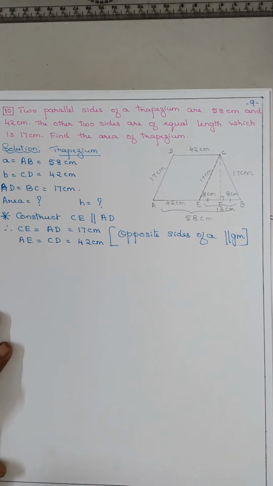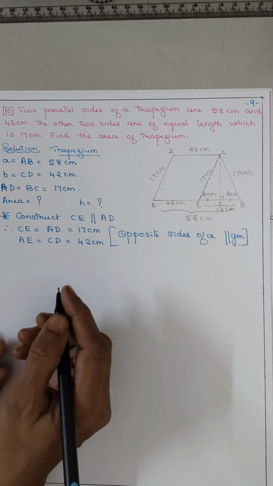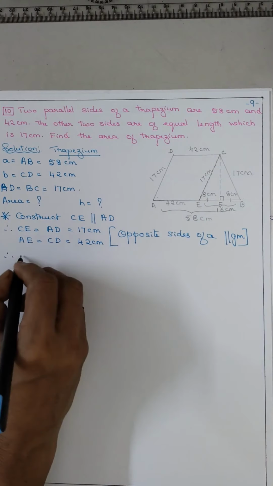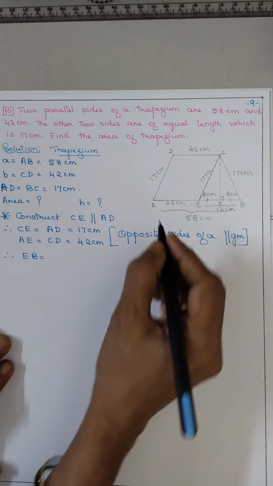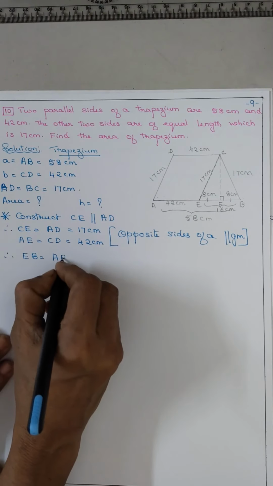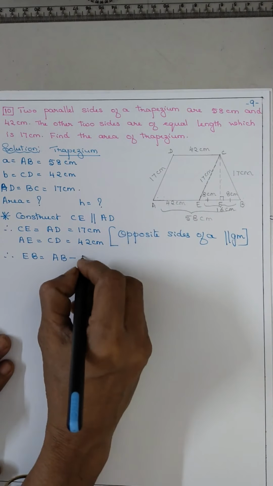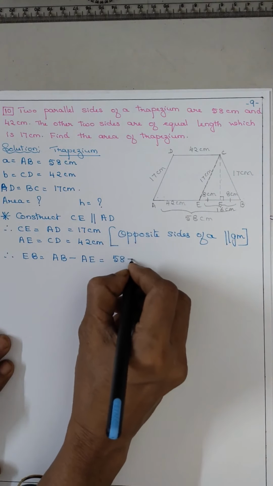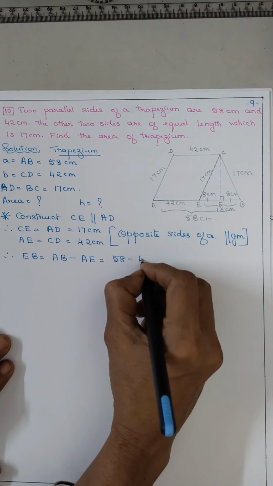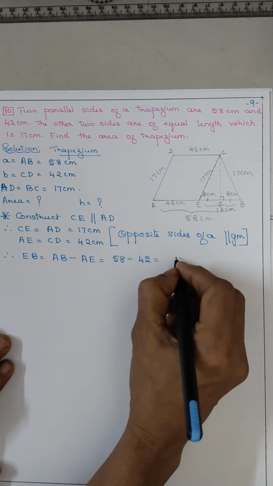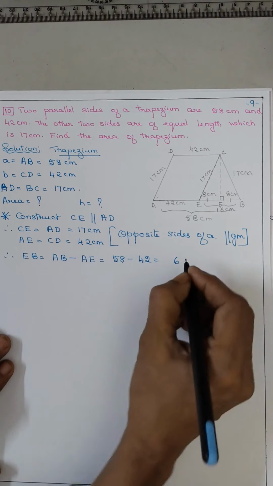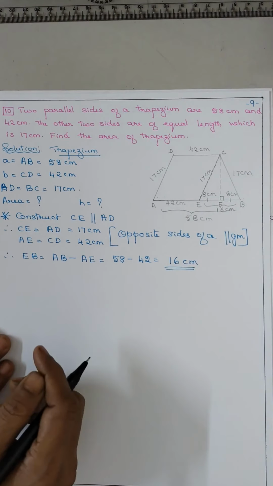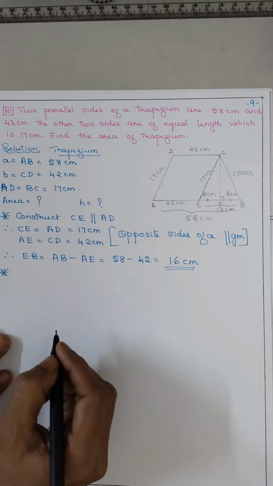Okay. Now AE you got. Now you have to find out EB. EB is equal to AB minus AE. AB is how much? 58 minus AE, how much you got? 42. 8 minus 2 is 6. 5 minus 4 is 1. So you got 16 centimeter. This. Now next step, what is it?